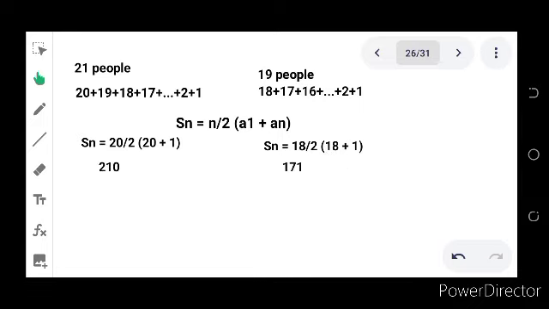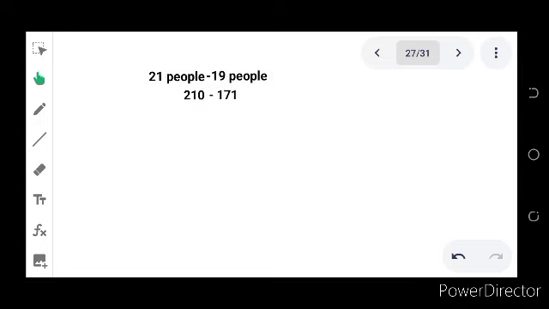Now, doing some algebraic computations, this one gives us 210 and the other one gives us 171. Now, remember, we are asked to find the additional phone lines. That means we need to subtract the number of phone lines needed by 21 people by the number of phone lines needed by 19 people. So 21 people minus 19 people, that's 210 minus 171, that gives you 39 lines. And this is our answer, and the problem is solved.